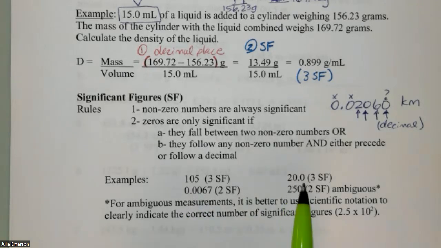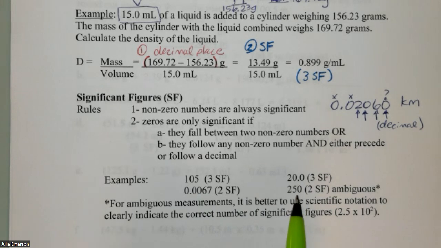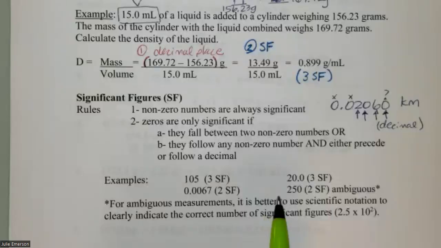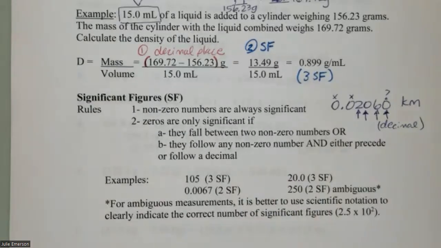Now, zeros at the end are significant if the decimal is written in. So 20.0, those two zeros follow the same rule. They're at the end of the value, meaning they're after the last non-zero digit, and there's a decimal present. So all three of those digits are significant. But if I write 250, just no dot, that's kind of saying about 250.